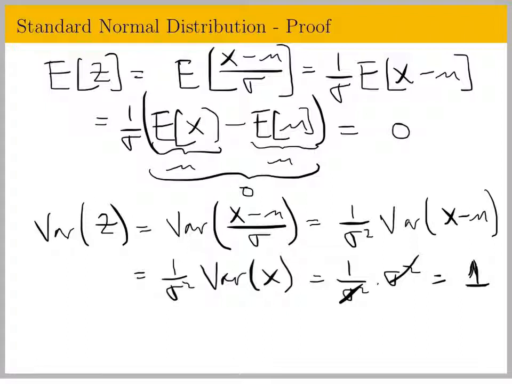So we've now proven that for any random variable with that mean and that standard deviation, if we transform it and form this new random variable z equal to that original random variable minus its mean, all over its standard deviation, that new random variable will have 0 mean and unit standard deviation.